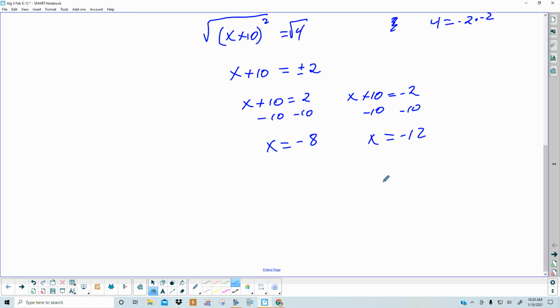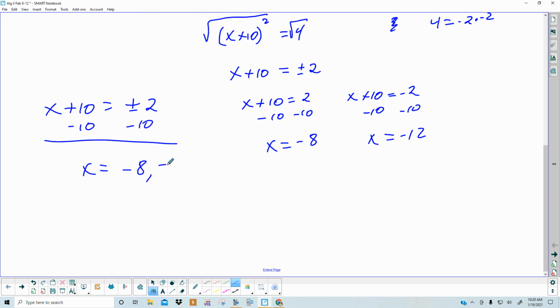Okay? Now, a shorthand of doing this rather than writing it in 2 equations would be x plus 10 is equal to plus or minus 2. When you subtract the 10, you have to do 2 calculations. If it's a positive 2 minus 10, you get negative 8. But if it's a negative 2 minus 10, you get negative 12. So that's how to do it without writing it in 2 different equations. You can write them both out if you want, but just understand it's going to require 2 answers.